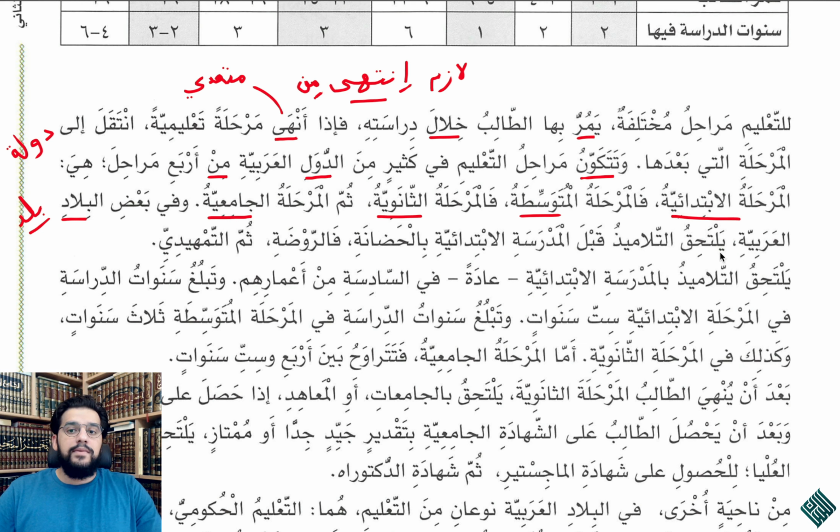في بعض البلاد العربية يلتحق التلاميذ قبل المدرسة الابتدائية بالحضانة. In some of the Arab countries, the students, التلاميذ is the جمع of تلميذ, which is a synonym of طالب. The students join, يلتحق قبل المدرسة, before primary school, بالحضانة. They join nursery, الحضانة. فالروضة, الروضة is reception.